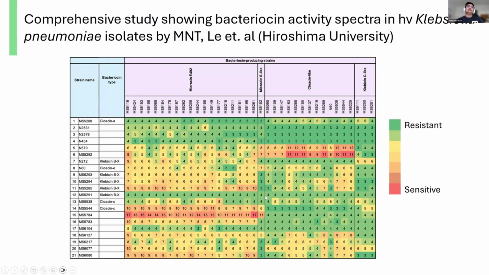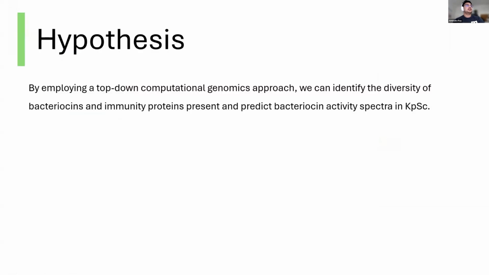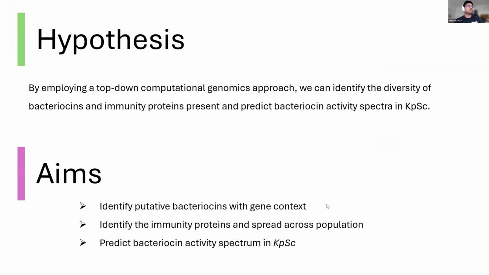So would it be cool if, only from the genomic data that we have, we could predict this kind of activity spectra from the isolates that we get from the hospital? This is what I've been currently working on: employing a top-down computational genomics approach to identify these bacteriocins and the immunity proteins and predict the activity spectra of these bacteriocins in Klebsiella pneumoniae.